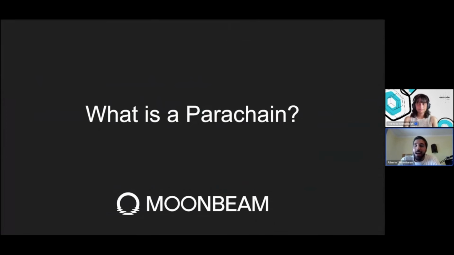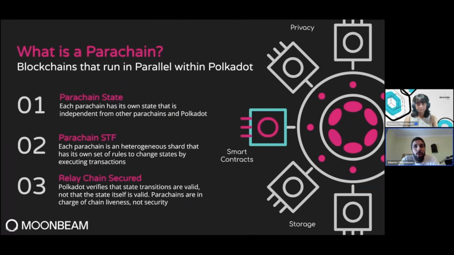First, let's start with what is a parachain, right? We're going to start a little bit far away from async backing, but I think we need to set up some concepts first. So a parachain is a blockchain that runs in parallel within Polkadot. In Polkadot, you have the relay chain, which is the Polkadot chain itself, and you have many parachains running in parallel. And each parachain has its own state, right?